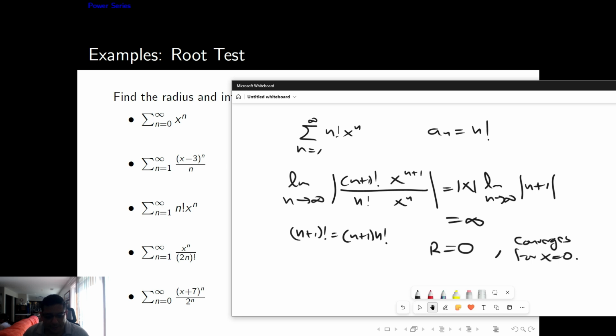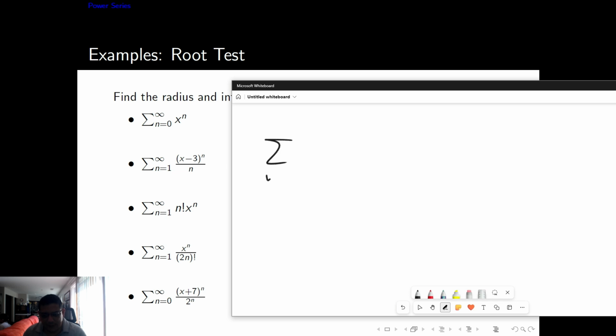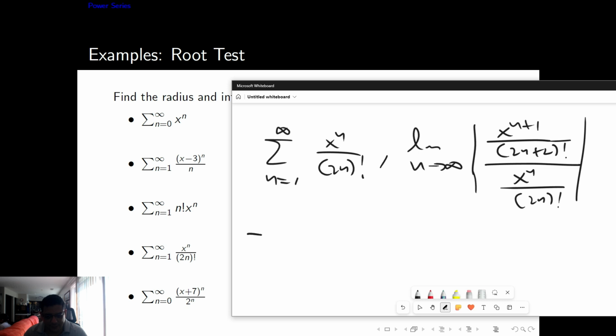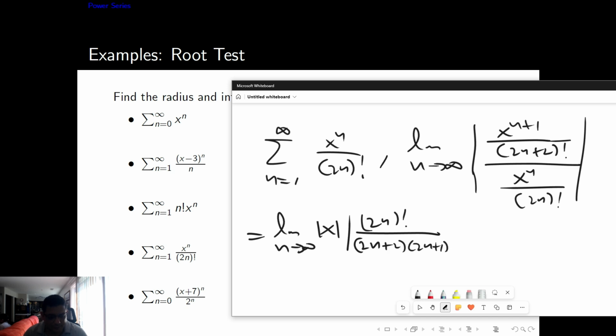Now let's go to the next example. Here we have the series for n equals 1 to infinity of x to the n over (2n) factorial. And so the ratio test here is going to give me the limit when n goes to infinity of x to the n plus 1 over (2n plus 2) factorial, since that's what plugging in n plus 1 will do here, and over x to the n over (2n) factorial. So now let's simplify this out. This is equal to the limit when n goes to infinity of, again, absolute value of x, but we're going to have now (2n) factorial times (2n plus 2) factorial, which we can write as (2n plus 2) times (2n plus 1) times (2n) factorial.